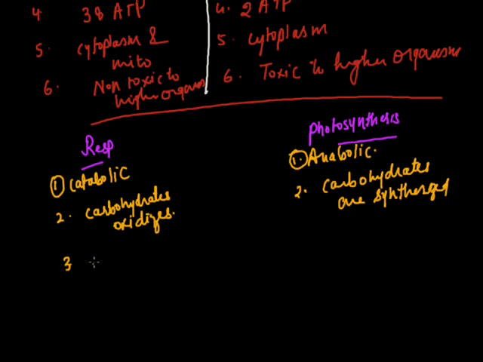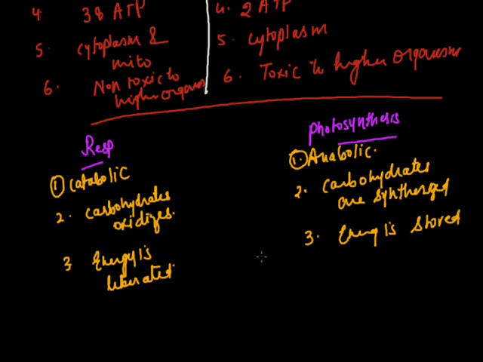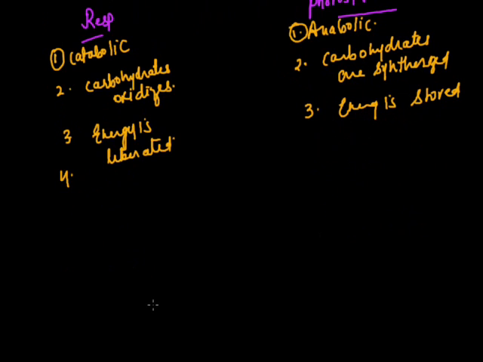Here energy is liberated. On the other hand, here light energy is stored in the form of chemical energy. Here we can say energy is stored. The fourth point of difference is that the amount of CO2 in the air increases in respiration. On the other hand, in photosynthesis the amount of CO2 decreases.